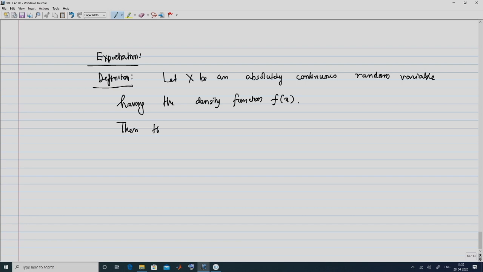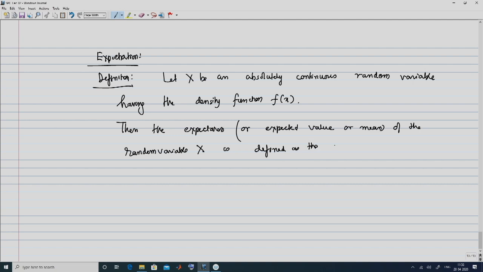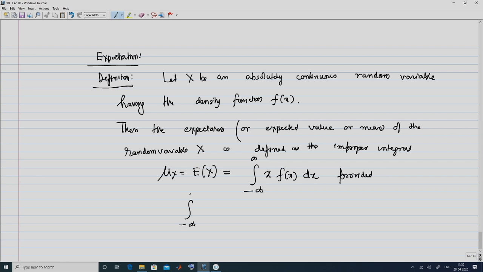So then the expectation or expected value or mean of the random variable x is defined as the improper integral. As before, I will use mu x as the notation for expectation of x, and this is defined as the improper integral from minus infinity to plus infinity of x into f of x dx. So this is similar to summation xi into p of x equal to xi. However, we need the condition, provided that the integral from minus infinity to infinity of absolute value of x f of x dx is finite.